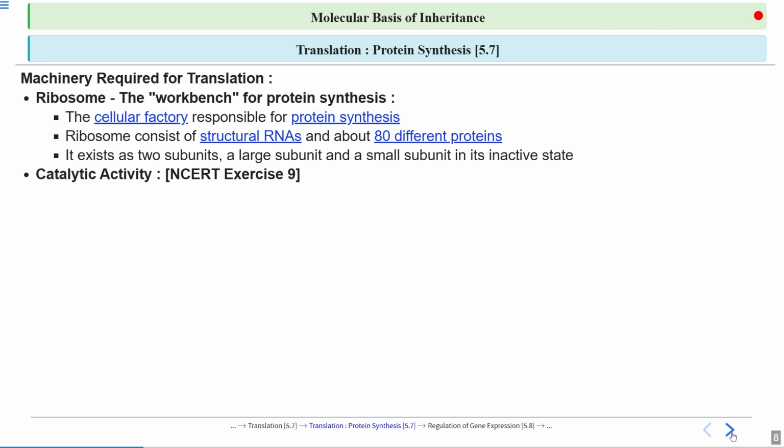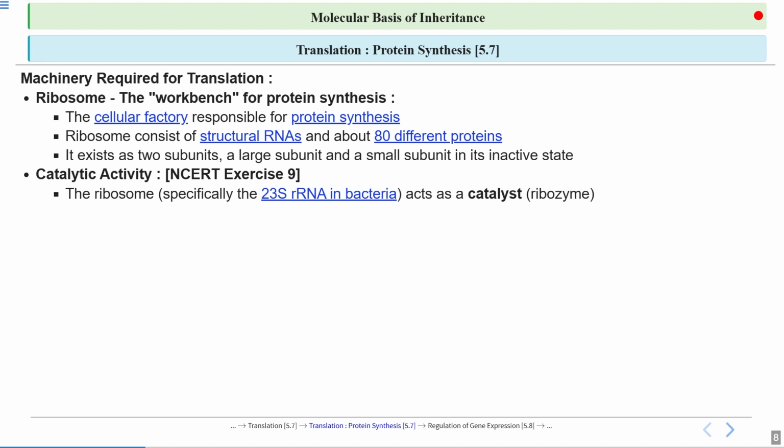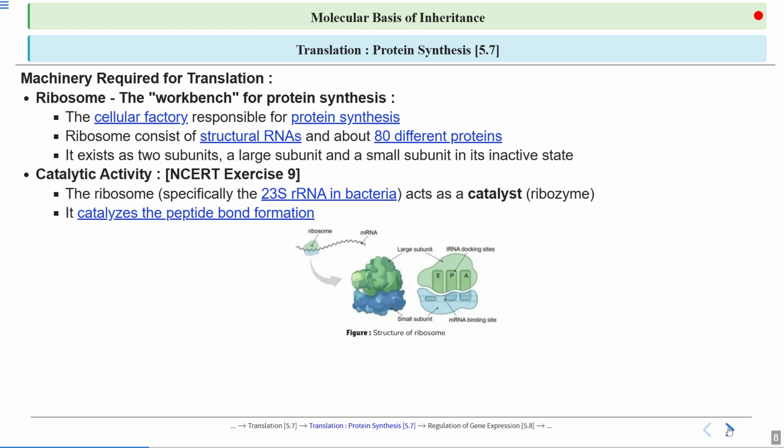If we talk about the catalytic activity of ribosome, from here you can answer NCERT exercise question number 9. If we talk about the catalytic activity, specifically which ribosome? The 23S rRNA in bacteria acts as a catalyst, and we call it a ribozyme. It catalyzes the peptide bond formation.